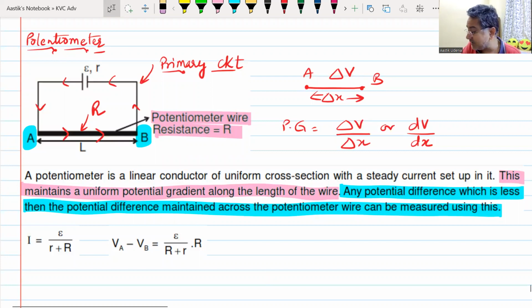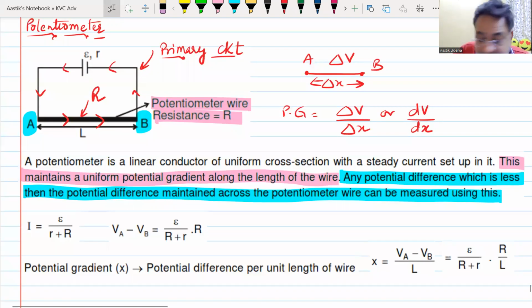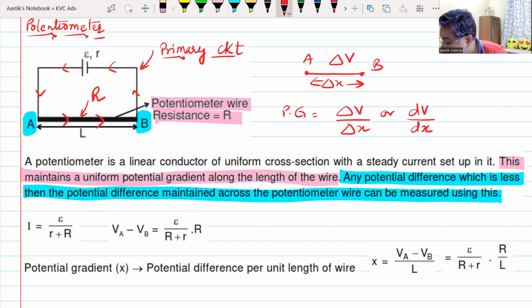Now, any potential difference which is less than this value VA minus VB can be measured using this wire. If I have to find out the potential gradient, it will be VA minus VB divided by L. Are we able to follow this? So the potential gradient is given by this formula. Do we understand this about the primary circuit? And this potential gradient is always kept constant for this wire.